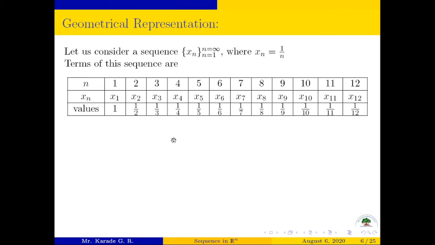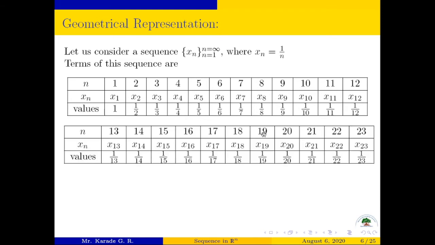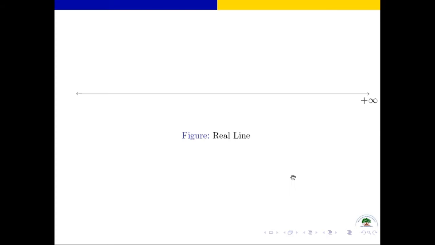So like this. I have written 23 terms of that sequence. The sequence has infinitely many terms, but I have written here only 23 terms, and I have plotted all these terms on the real line. So see here, this is our real line, plus infinity here, and minus infinity here.